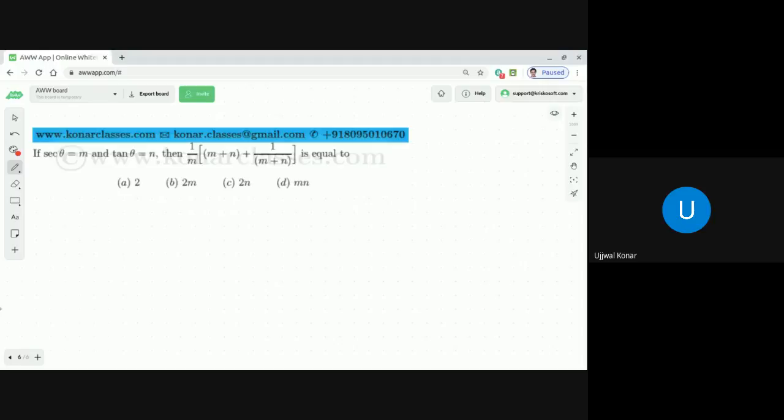So here the question is, if sec theta equal to m and tan theta equal to n, then what is the value of this expression? 1 by m into m plus n, plus 1 by m plus n.